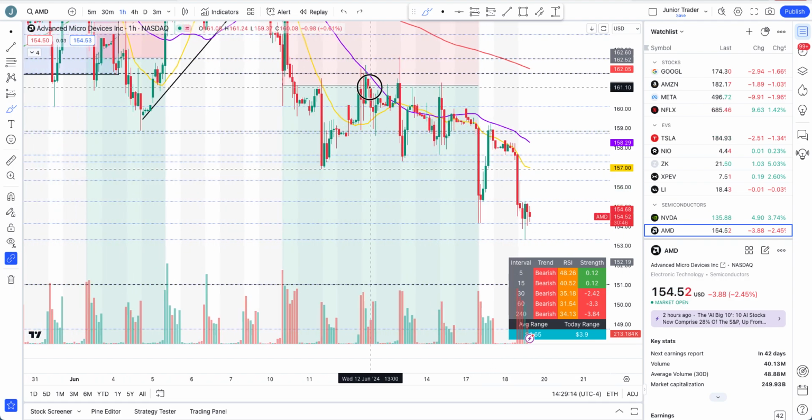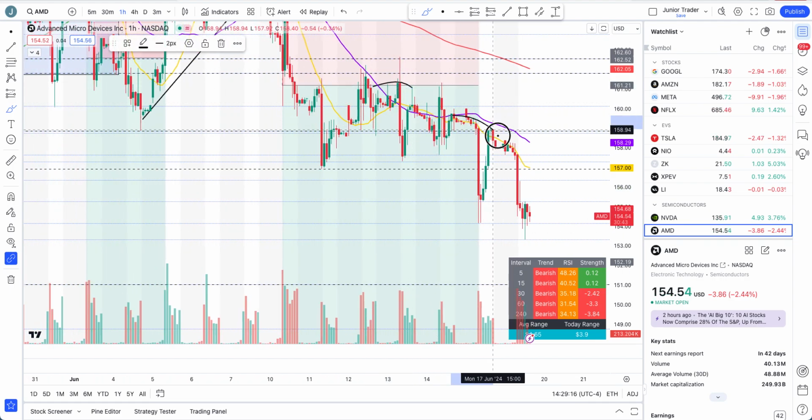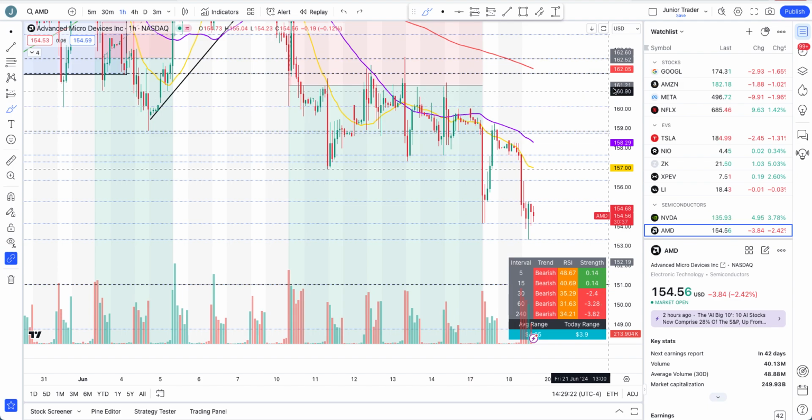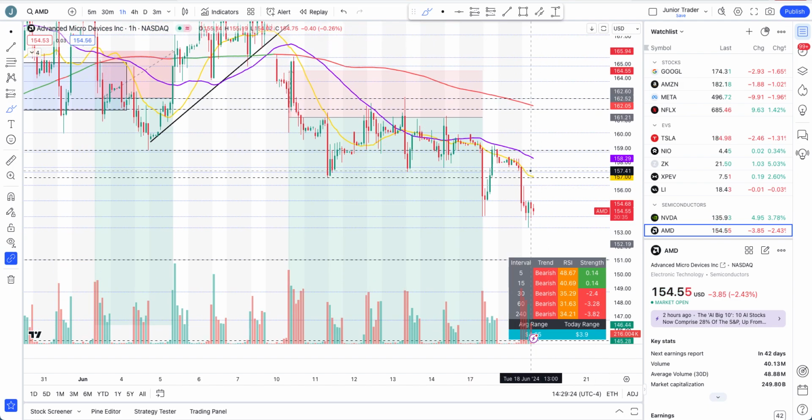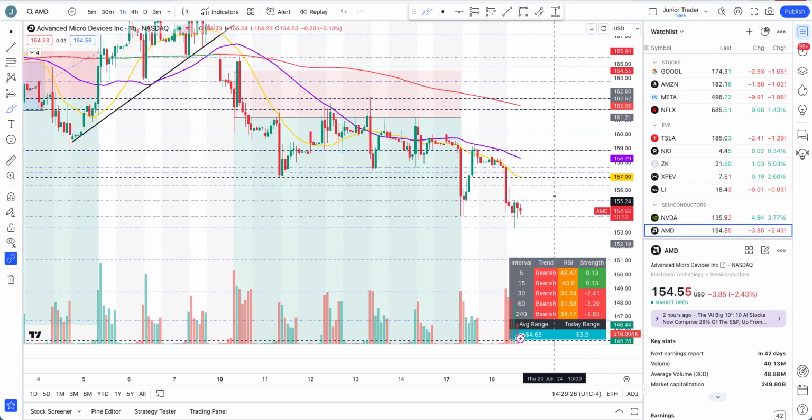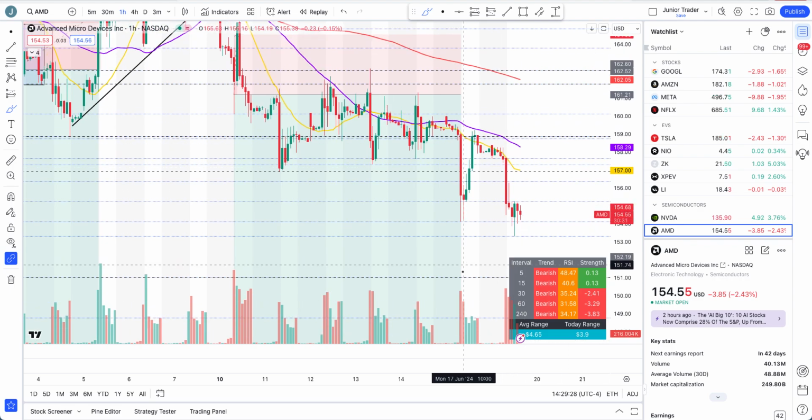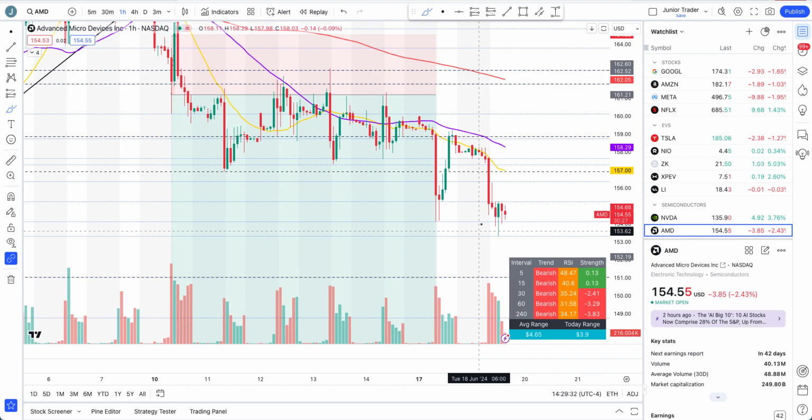And yes, AMD is still in the downtrend, lower highs, lower lows. It's just going more down without me. I don't have a short position on this anymore, right? So yeah, it's still bearish. Again, from here, it can just continue lower down to the level of 151. That's very likely the possibility on this thing.